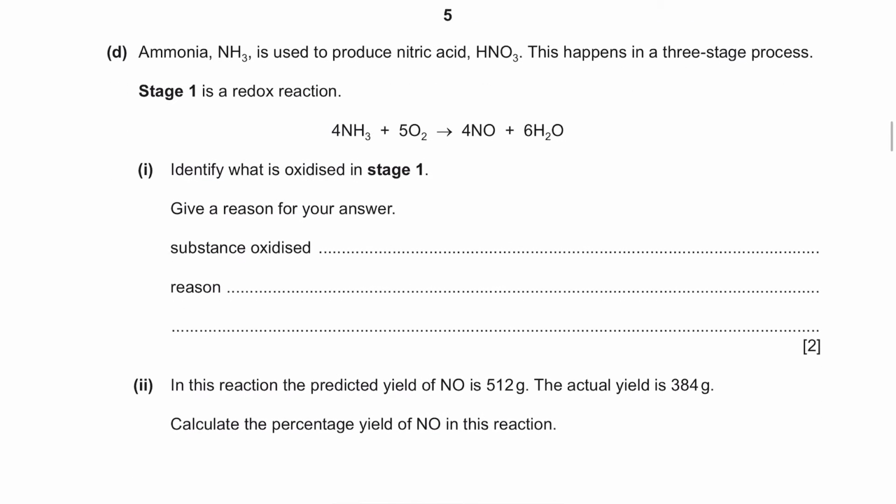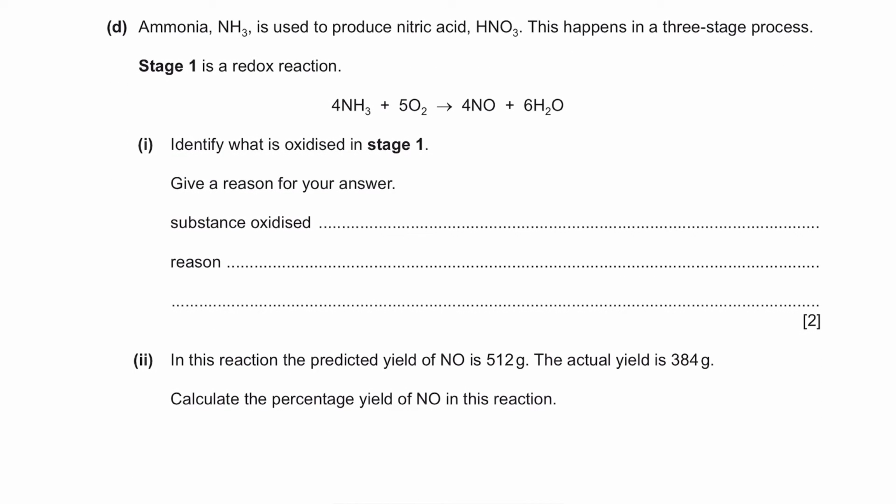Part D. Ammonia, NH3, is used to produce nitric acid, HNO3. This happens in a three-stage process. Stage 1 is the redox reaction. Identify what is oxidized in stage 1. Give a reason for your answer.